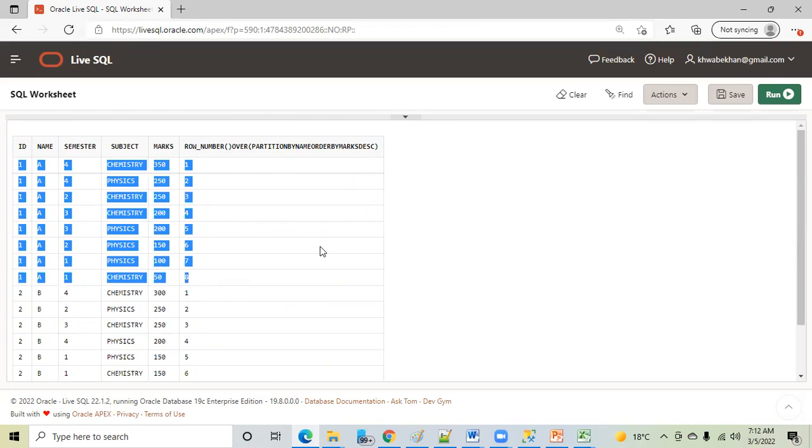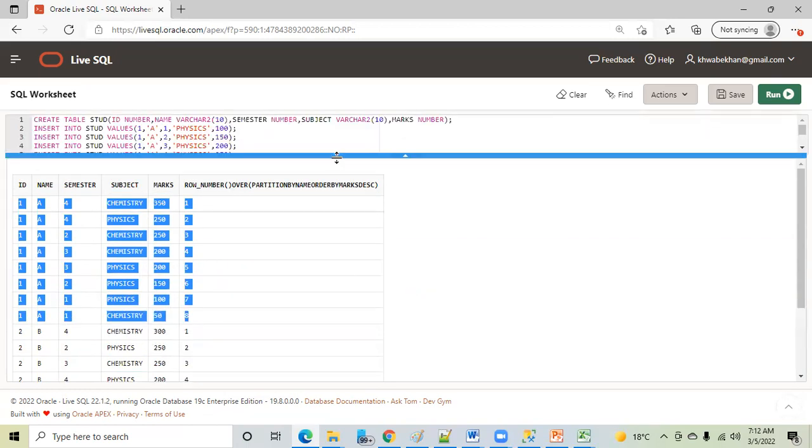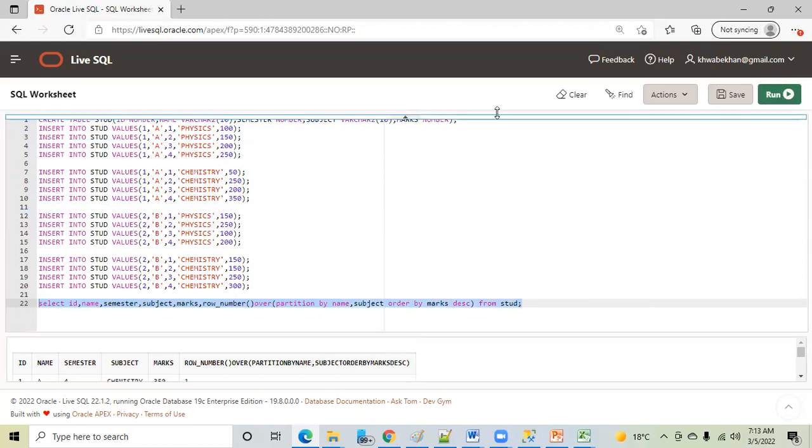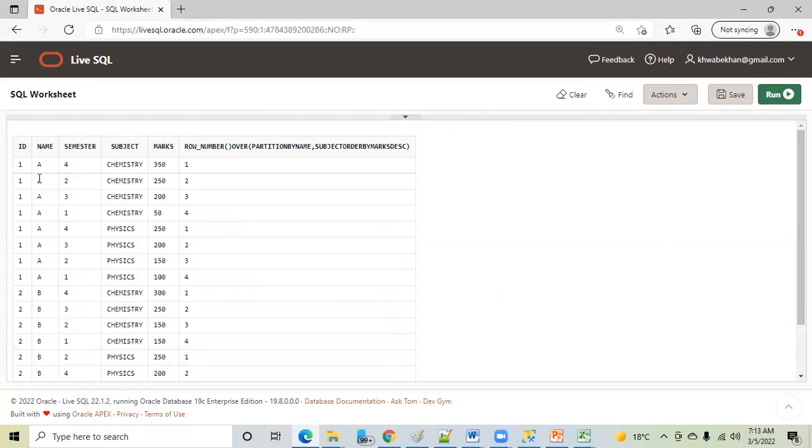Okay. Now, one more twist is there. I'll tell you one more twist. Partition by name and subject. So let me run this one now. I have written partition by name and subject. Now look into this. What is happening here? First of all, name and subject. I've written partition by name and subject. So it will make a bucket of name and subject.